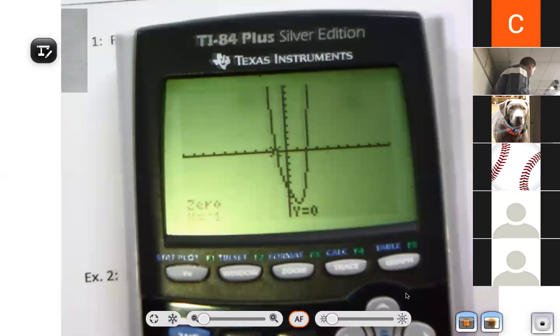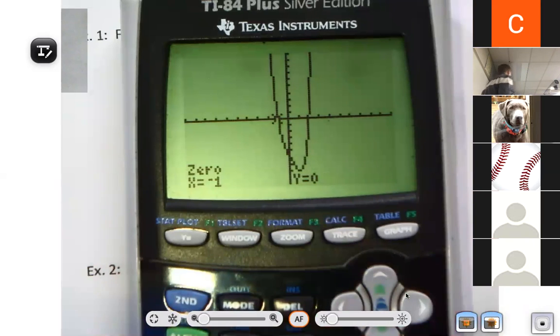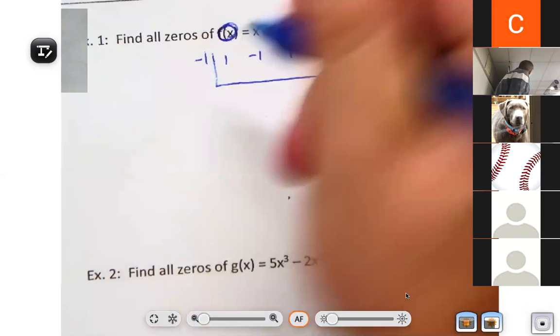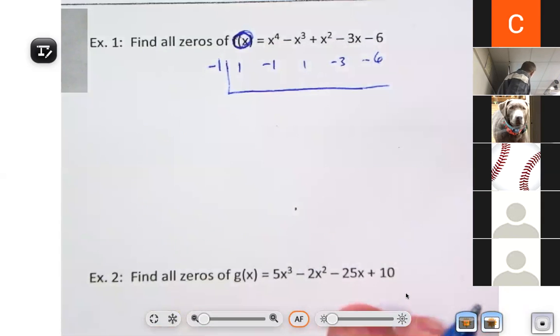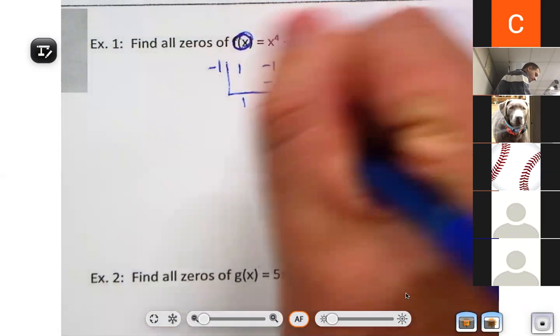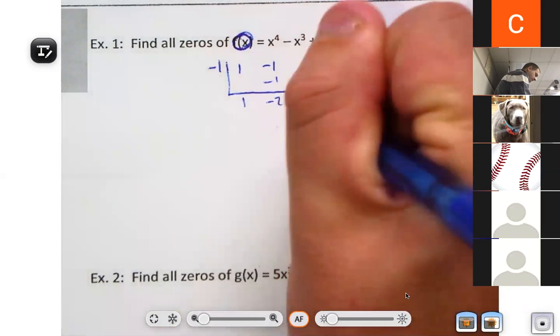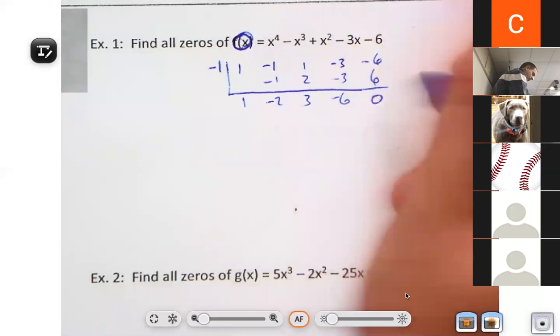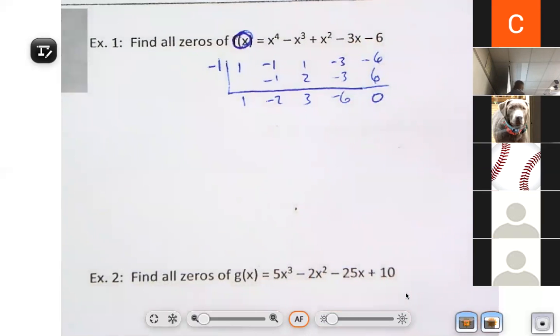And since -1 is the solution, -1 is the number that goes outside. The solutions go outside the synthetic. So I put -1 on the outside, and I should get a remainder of 0. And I do.